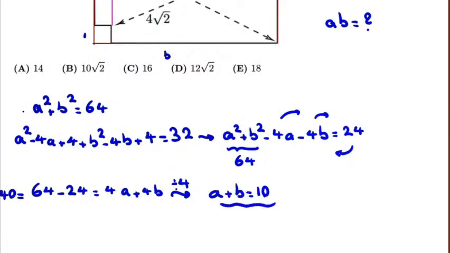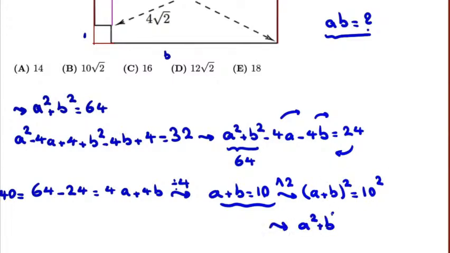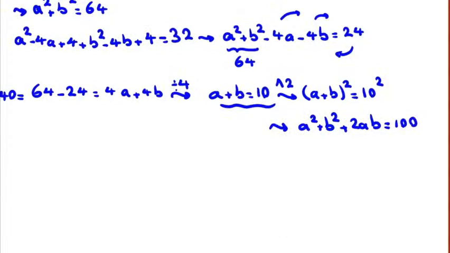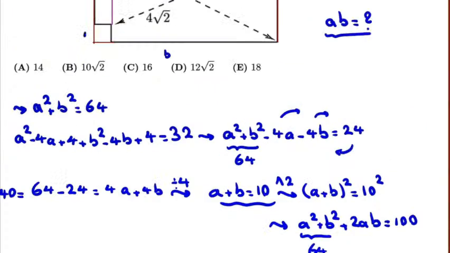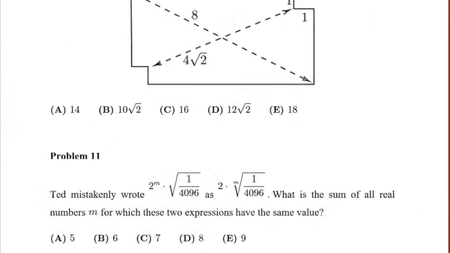Now, we know A plus B, and we know A squared plus B squared. We want AB. So if we raise this to the power of 2, A plus B squared equals 10 squared. Now we can conclude A squared plus B squared plus 2AB equals 100. A squared plus B squared here is 64. So 2AB, if you take 64 to the right-hand side, is 100 minus 64, 36. So we conclude AB equals 18. And the answer will be E.